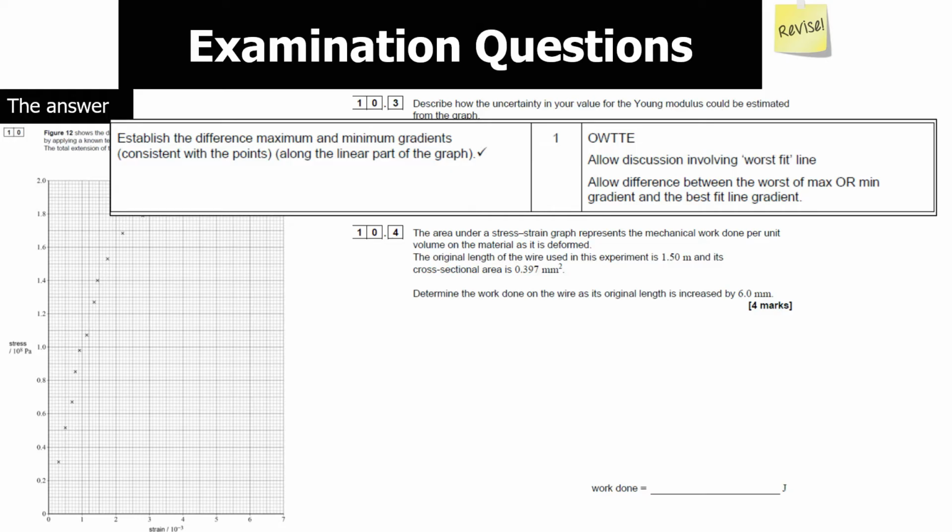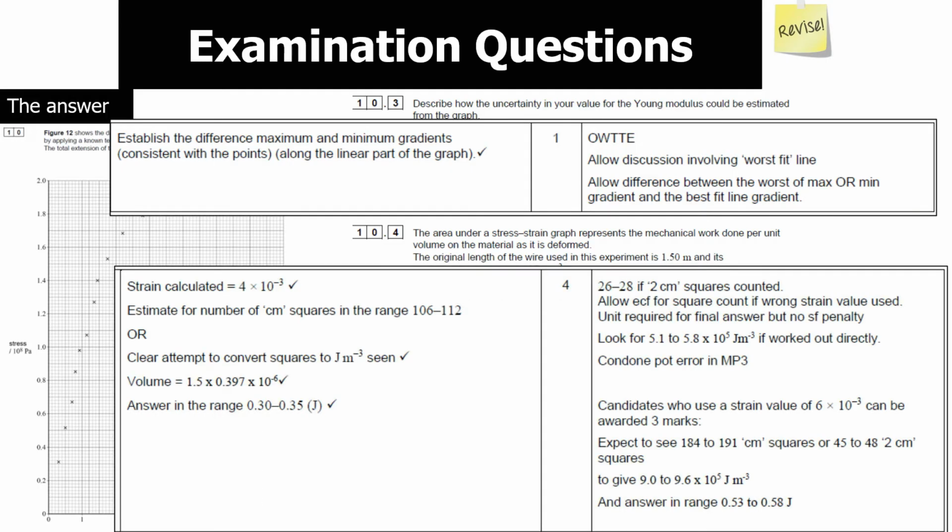Now for this next question, you're going to have to calculate values. So firstly, you can notice that the area under the stress strain graph represents the mechanical work done per unit volume. So what you can do is work out the area and you'll get your work done per unit volume. You can estimate the values and work it through, and then you work out your value under the graph. Then you need to times it by the volume because it's per unit volume.